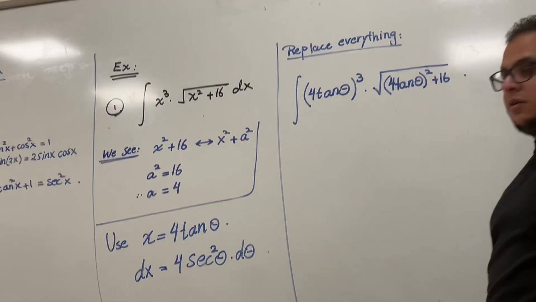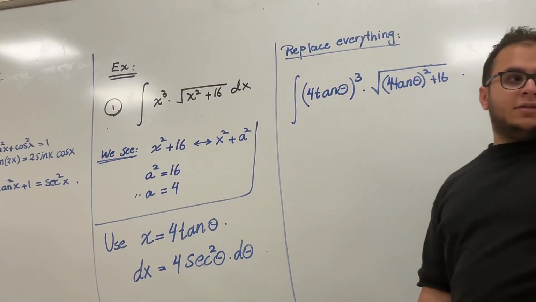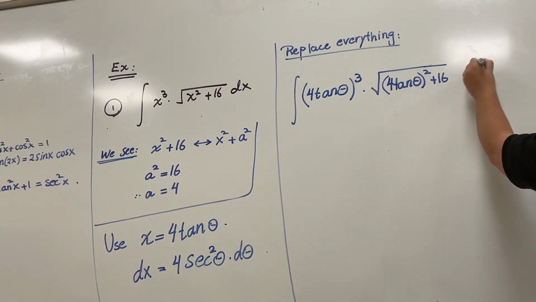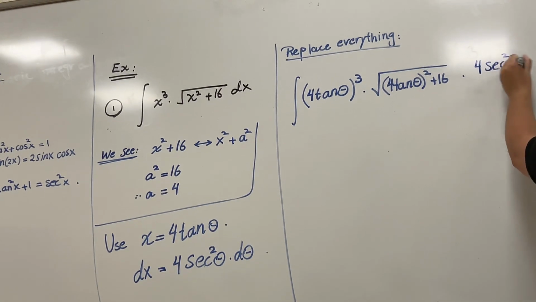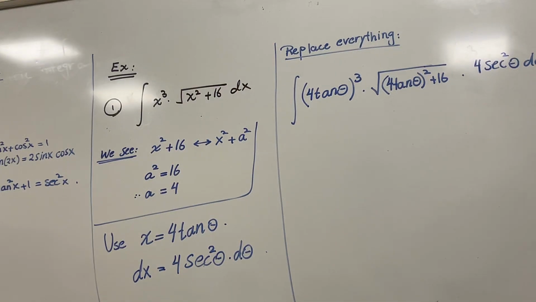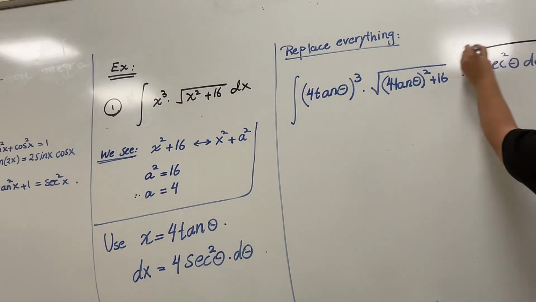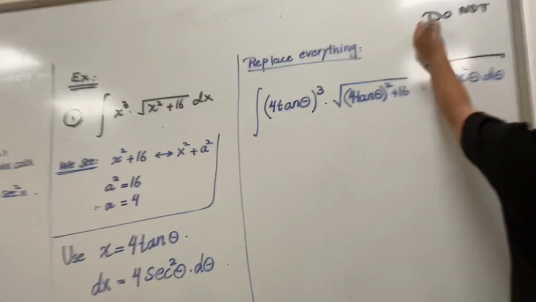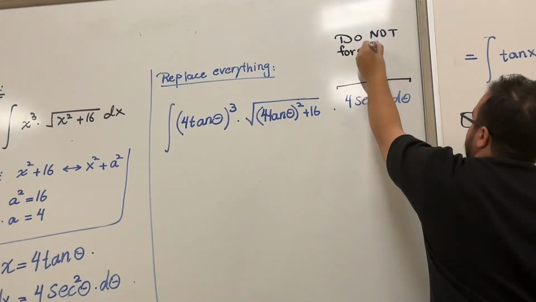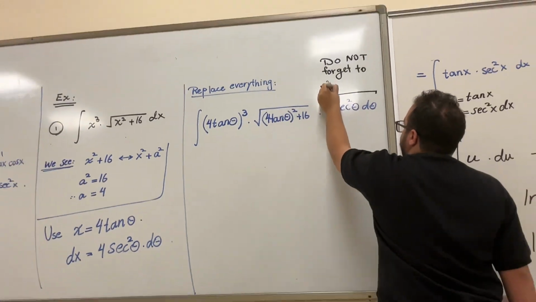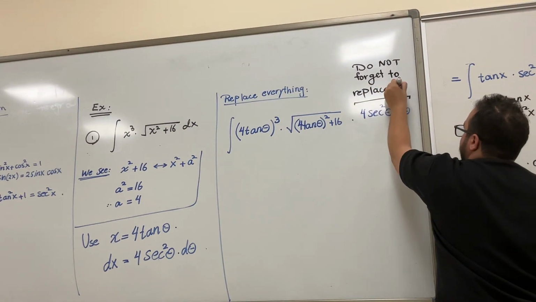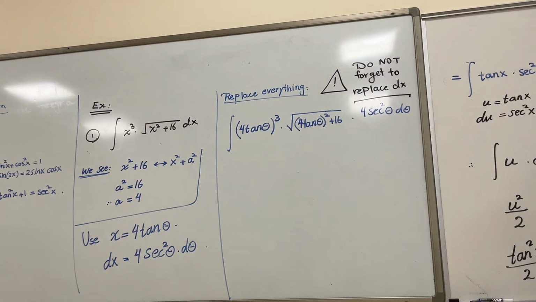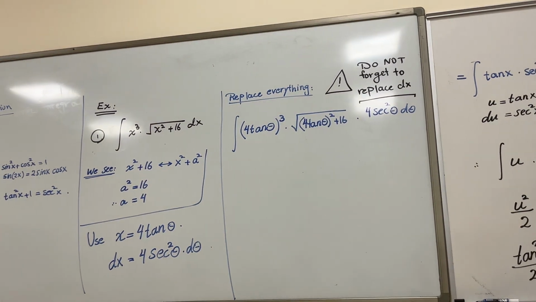Okay, I'm not done. What is dx? Don't forget to replace dx. 4 secant squared theta d theta. Very common mistake, people forget to replace dx. If you do that, you destroy the whole question. Do not forget to replace dx. Okay, good. Let's simplify now everything.